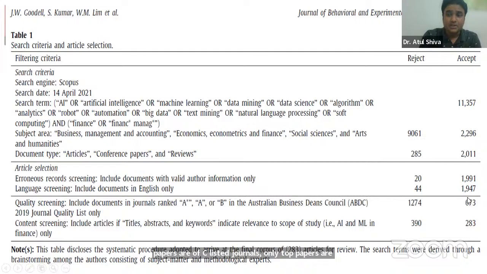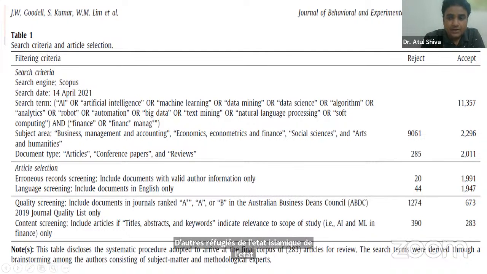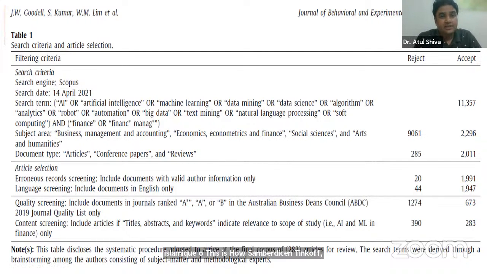And out of 673, you can do content screening, to check where AI and ML is there in finance only. After screening, you filter those papers which are absolutely related to your domain, and exclude those 390 papers which are not related to finance. So this is how somebody can think of reducing their burden in one day's job.